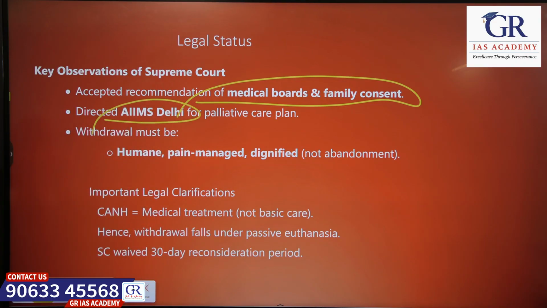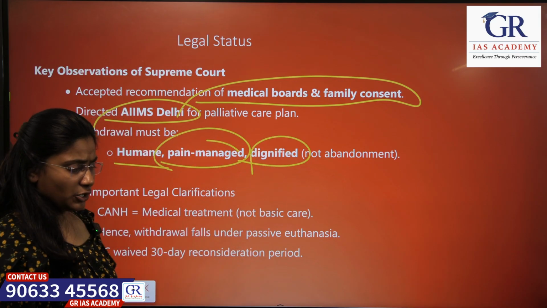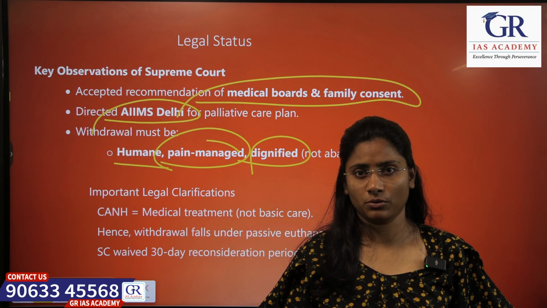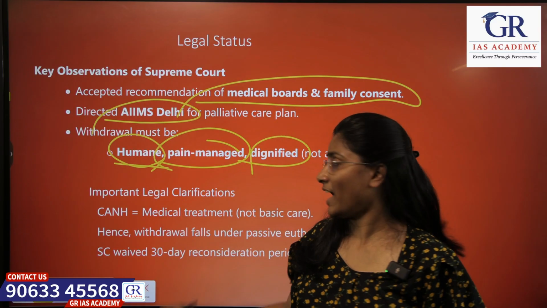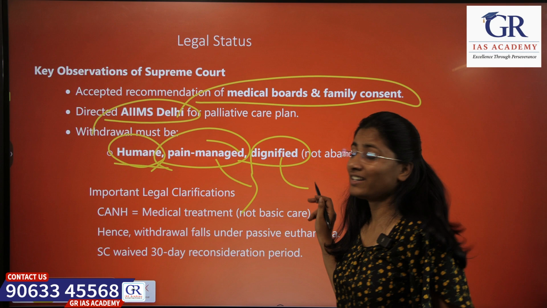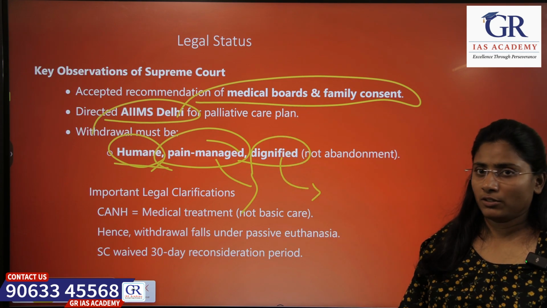So how should it be done? It should be humane, pain managed and dignified. Means you just remove the life support and let him die on his own? No. You have to make sure that the death should be humane and pain should not be intense, it should be managed and it should be dignified. So that was the Supreme Court ruling.